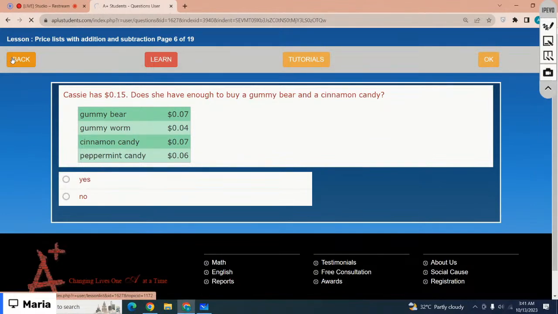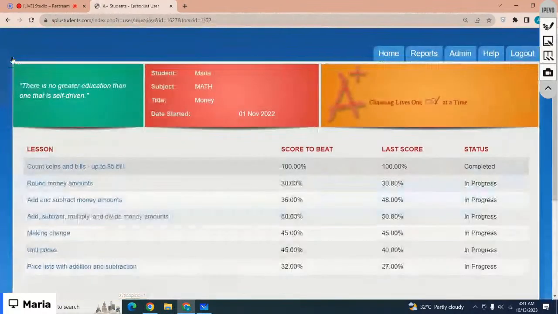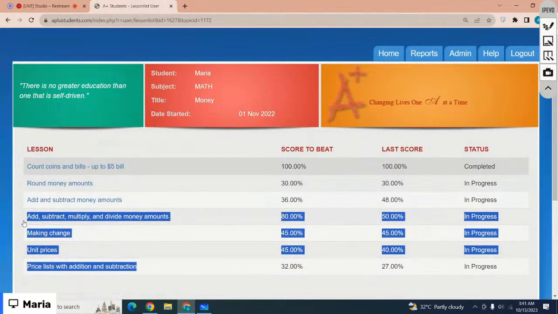So we were working on grade 4 math. The chapter we were working on is money, and the lessons we have covered today are add, subtract, multiply, and divide money amounts, making change, unit prices, and price list with addition and subtraction. So please make sure before the next session you complete all the practice questions for the lessons we did today. If you need more help with any of the lessons, you can contact any tutor on Skype. They are available from Monday to Friday, 5 to 9, right?